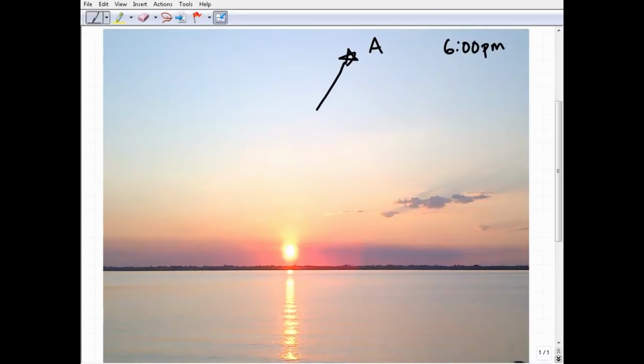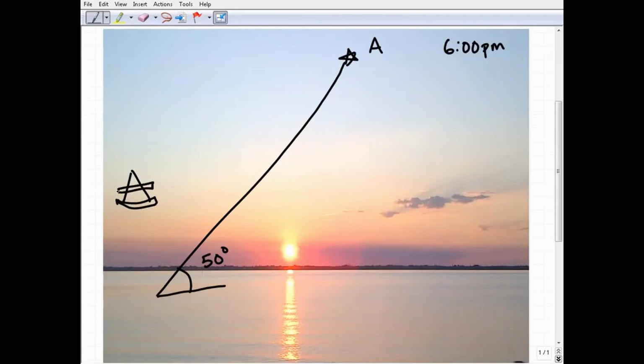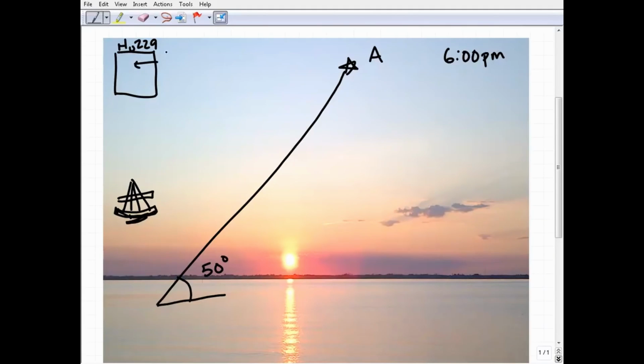I see star A, let's say, at 50 degrees above the horizon. Now, how would I get that measurement? The way I would get that measurement is using a nautical instrument. You've probably seen it. I'm going to try to sketch it real quick. It's called a sextant. And I go to this book, and I'm saying, okay, it's 6 p.m., and I'm looking at star A. And the book would tell me, well, star A should be located at this position at 6 p.m. At 6 p.m., you should be seeing star A directly over your head, 90 degrees, right?